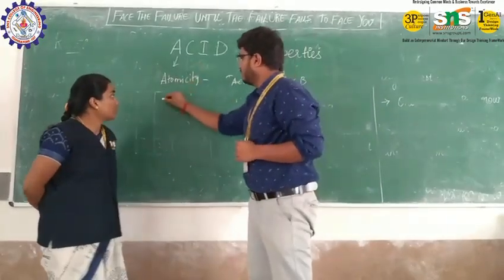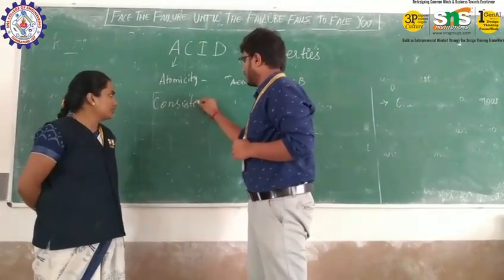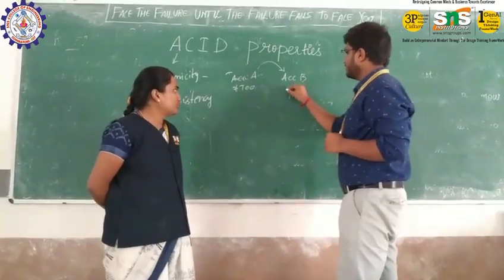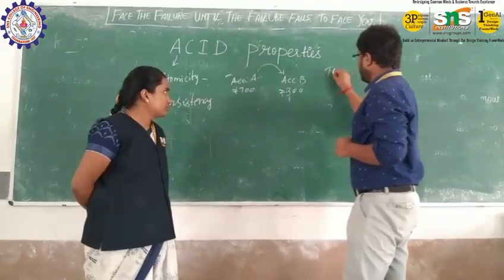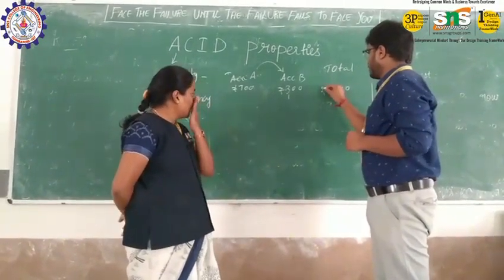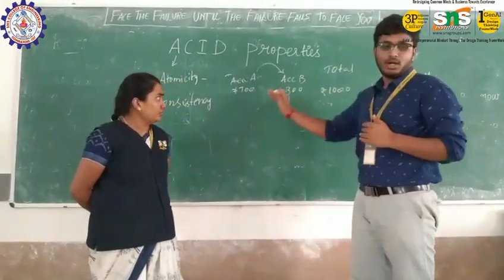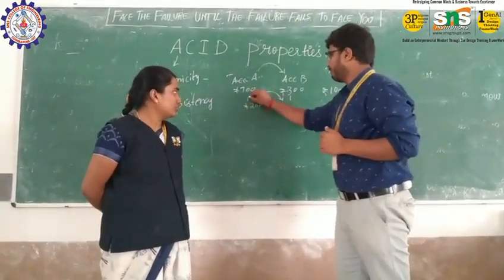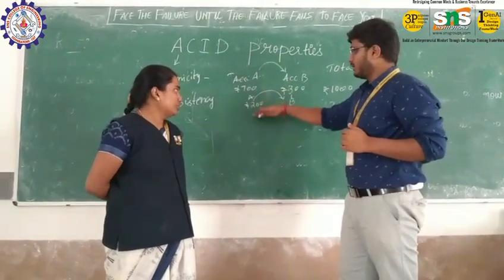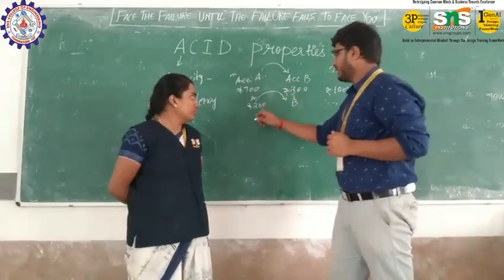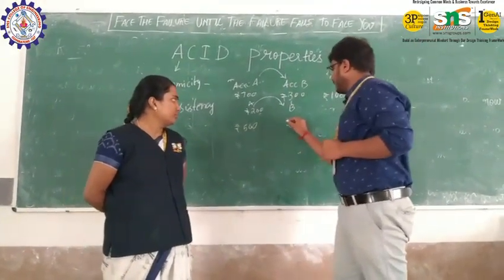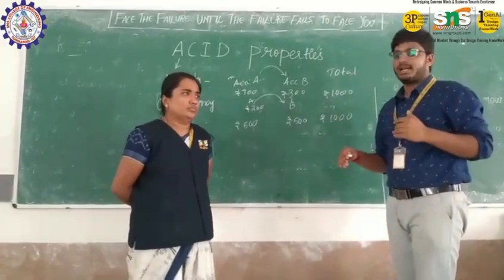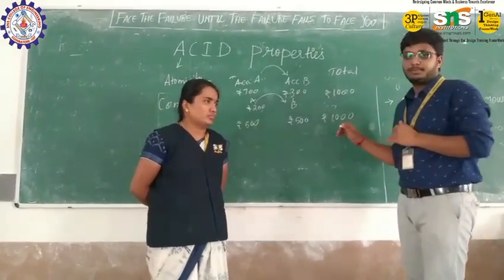The next one is C, which stands for consistency. Again we can take an example. If account A has 700 rupees and account B has 300 rupees, the overall total is 1000 rupees. When 200 rupees is transacted from account A to B, this is the previous amount before the transaction, and the current balance will be 500 here and 500 here. So here also the total is 1000. So the consistency of the data before and after the transaction is maintained. This is called the consistency property.